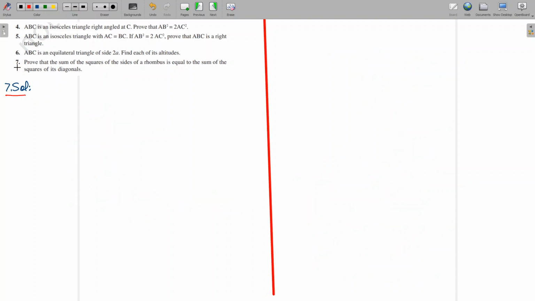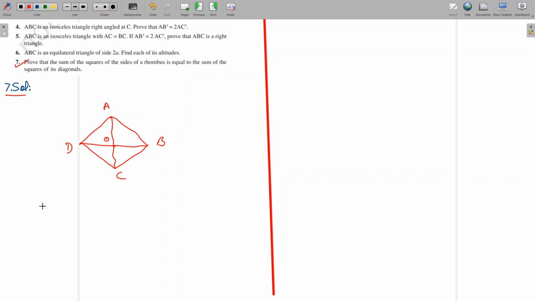Question number 7. Prove that the sum of the squares of the sides of a rhombus is equal to the sum of the squares of its diagonals. First of all, let us draw the figure. So we'll draw a rhombus, A, B, C and D. BD will be one diagonal and AC will be the other diagonal, and let the point where both the diagonals intersect be O.